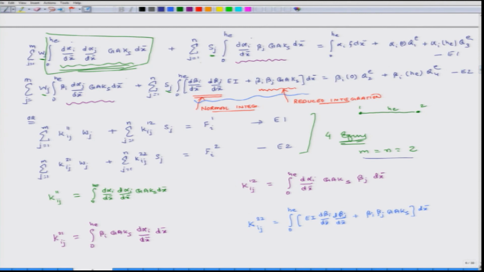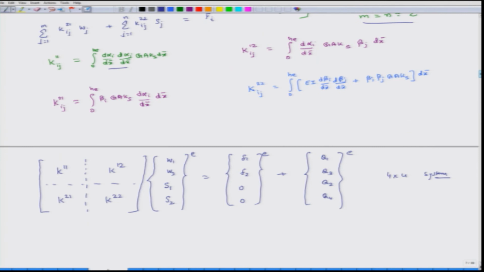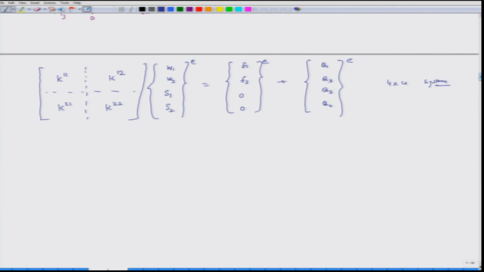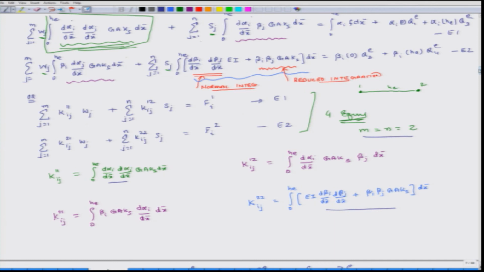So K11 is symmetric in I and J, which means this submatrix is symmetric in I and J. Now we look at K22, this is also symmetric in I and J. It does not matter whether it is I equals J or J equals I, we will get the same answer. So the other diagonal submatrix, K22, is also symmetric. For this overall matrix to be symmetric, what we want is that K12 should be the transpose of K21, then the overall matrix will be symmetric. So let us see whether that is the case or not.